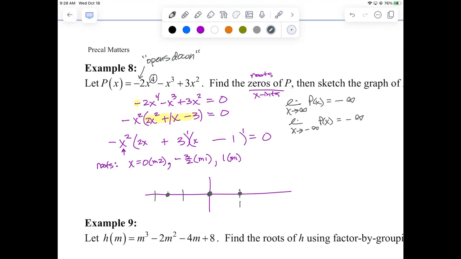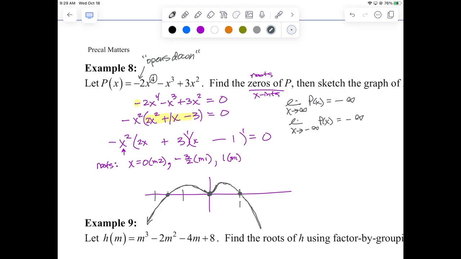So as I come in from the bottom here, what do I need to do at negative 3/2? Do I cross, wiggle, or bounce? I cross, and I need to know what I'm doing already at 0. What do I do at 0? I bounce. So I approach it, and I go boing, and I bounce right there. And then what am I going to do at 1? I cross.